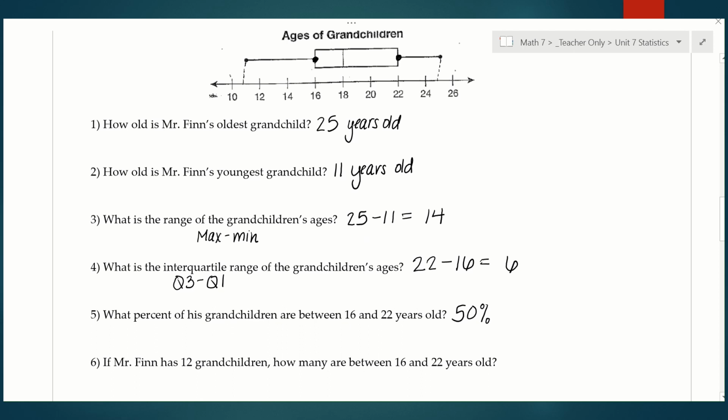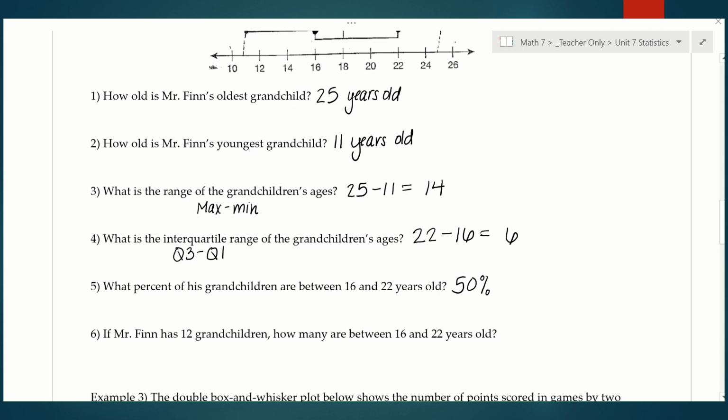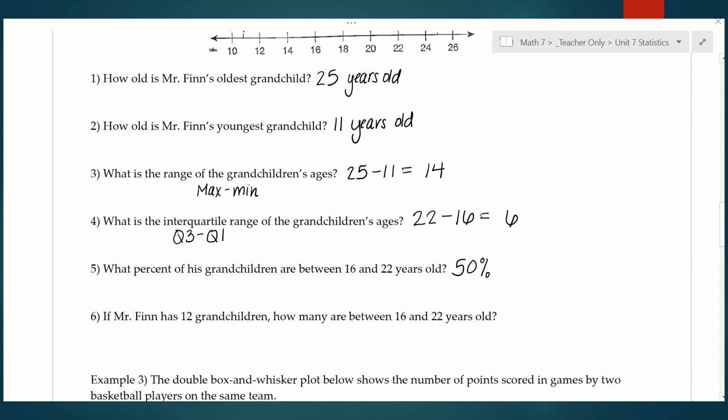If Mr. Finn has 12 grandchildren, how many are between ages 16 and 22? Okay, well, we just said 50% of his grandchildren are between those ages. And so what I'm doing is I'm finding out what is 50% of 12 of his total grandchildren. And we know from the previous example that we can just divide that by 2 to find 50%. So 6 of his grandchildren.